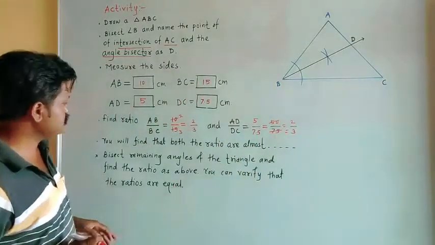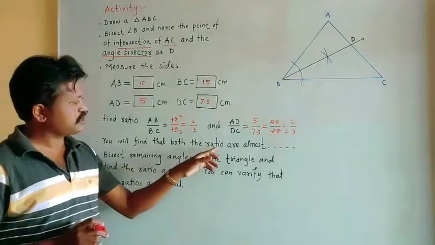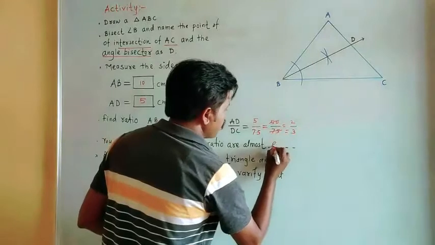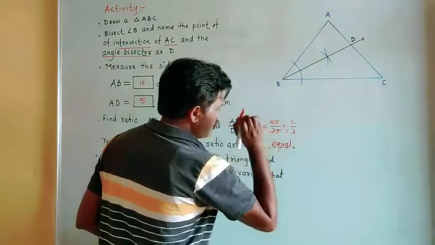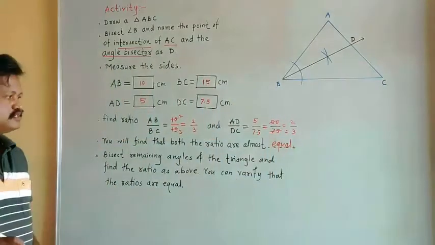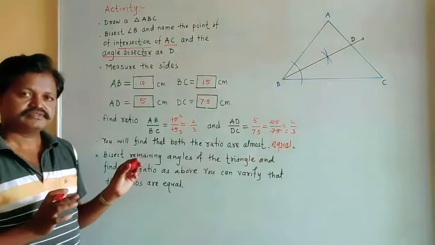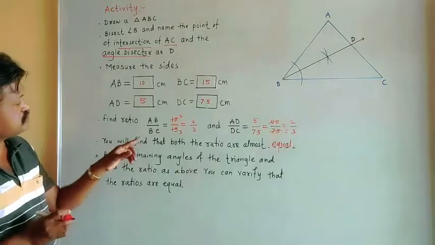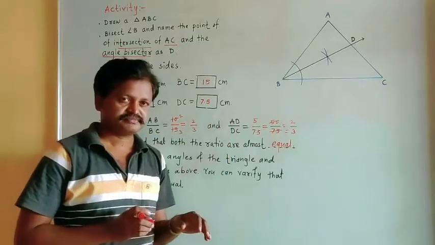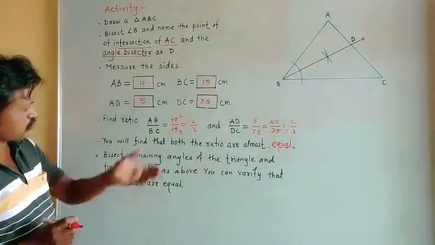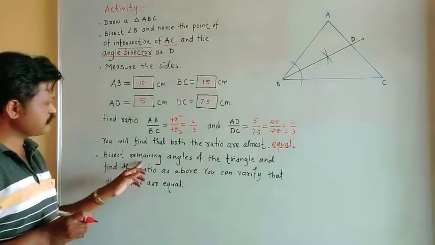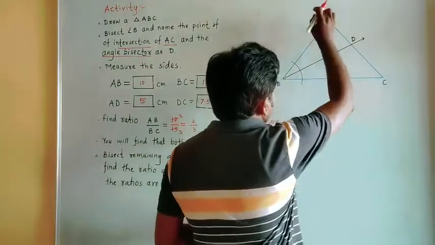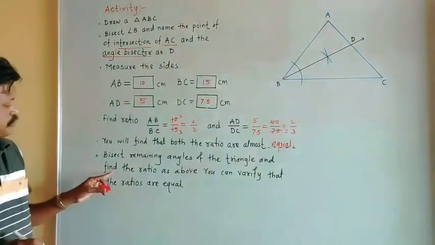So what is your conclusion? You will find that both the ratios are 2 upon 3, that is equal. So what is the ratio of the sides AB upon BC and AD upon DC? So according to this, what do you decide here? Bisect the remaining angles of both triangles, angle C and angle A, and find the ratio as above.